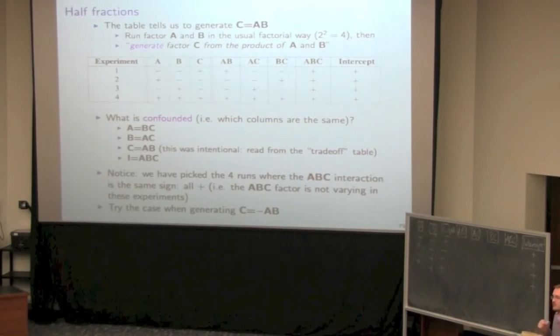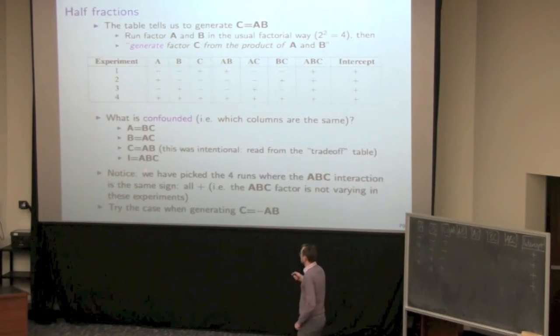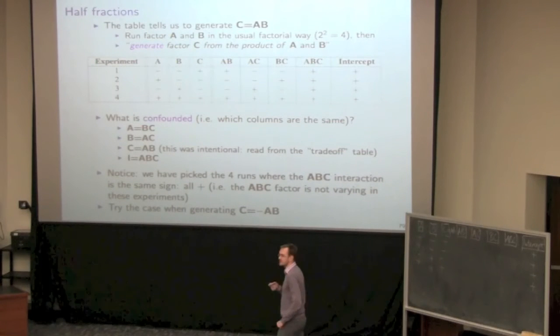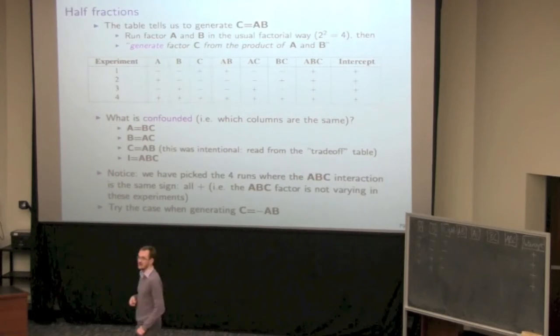So, we're immediately concerned about this because it's telling me that the pattern for A, minus plus, matches exactly the same pattern as C, minus plus. And we call that the confounding pattern. In other words, the confounding pattern tells you which columns are the same. And the interpretation of that confounding pattern is that the BC interaction cannot be told apart from the A main effect.